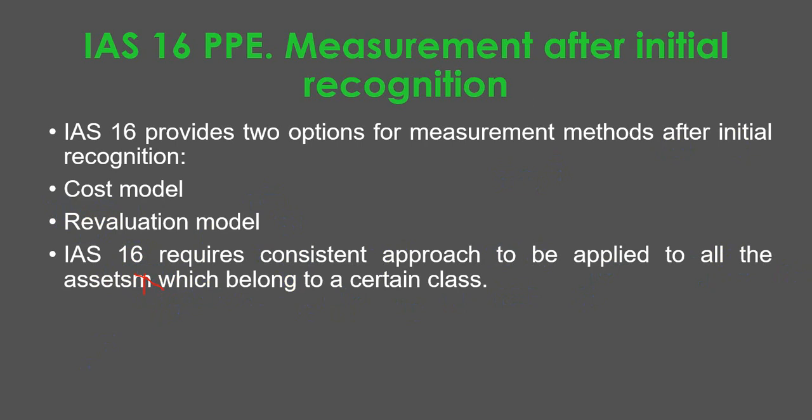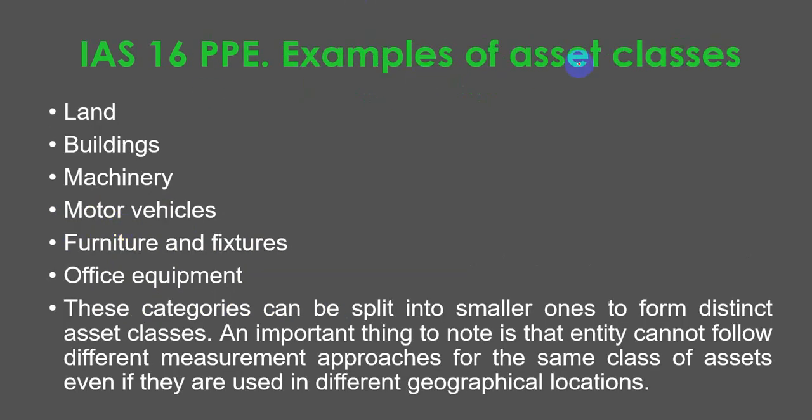So examples of asset classes: land, buildings, machinery, motor vehicles, furniture and fixtures, office equipment. So that is just sample examples. Usually classes could be more detailed and more complicated actually, but that's just to show you an example. These categories can be split into smaller ones to form distinct asset classes.